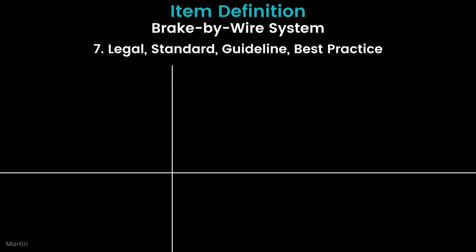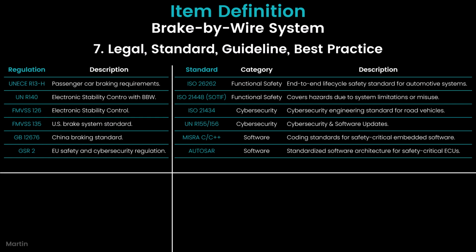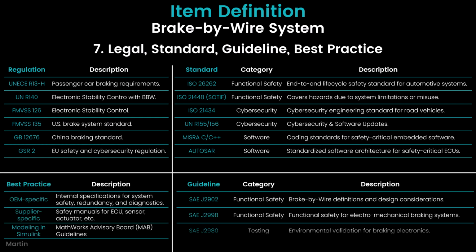The seventh section of an item definition is the legal, standards, guidelines, and best practices. This section identifies the regulatory requirements, industry standards, organizational guidelines, and recognized best practices that the item must comply with or follow. It ensures that the design and development process aligns with applicable laws, safety regulations, quality standards, and proven engineering methods. Including this information helps guarantee compliance, improve reliability, and promote consistency with industry expectations.